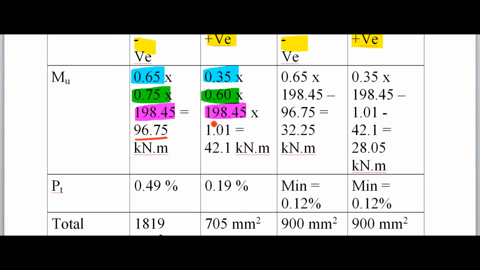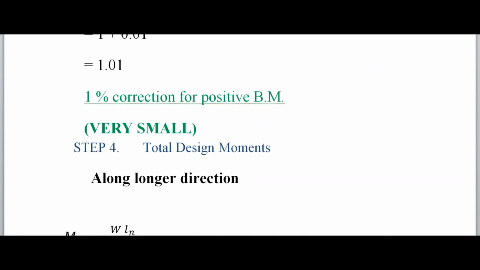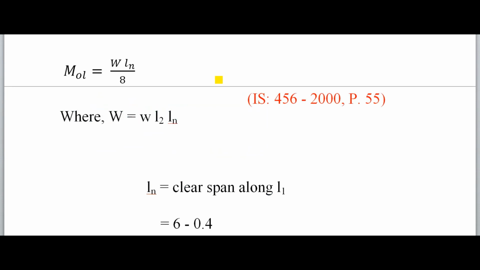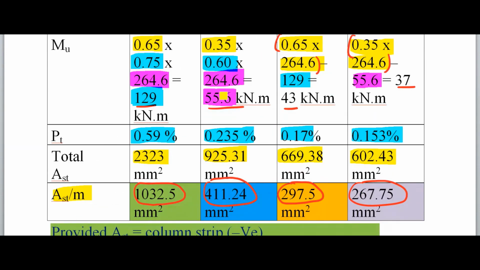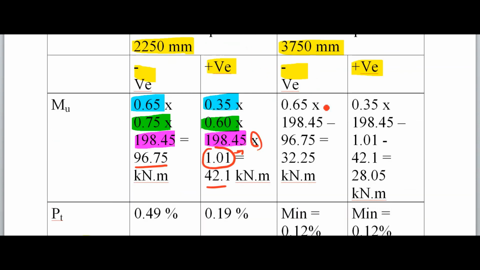But here you can see 1.01 is a multiplication for the positive. What is this? This is the correction. I can show you. Look here: 1% correction for the positive bending moment along the shorter span. So this is the positive moment correction. So the value is 42.1, right?